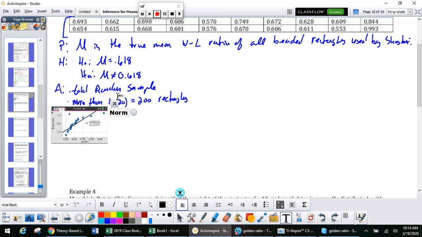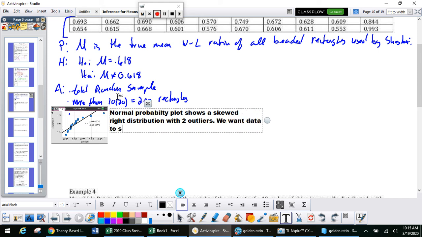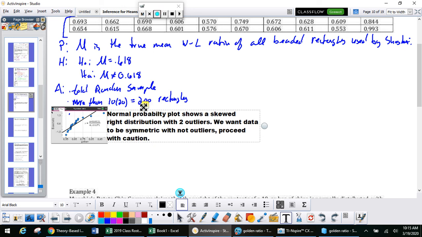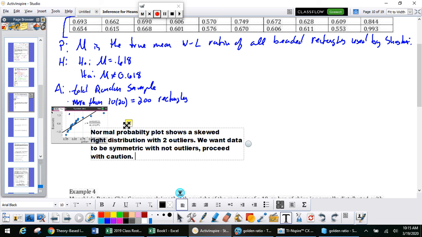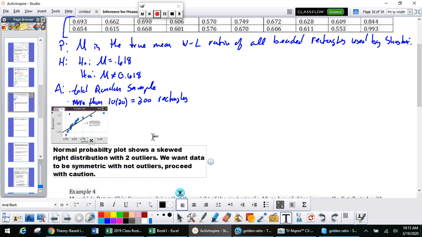Okay, so the normal probability plot shows a skewed right distribution with 2 outliers. So we want the data to be symmetric with no outliers. So we'll proceed with caution. Basically what we're saying is, I don't think this condition is quite met, and therefore my analysis might not be right, but I'm just going to proceed because you asked me to go through all the work.